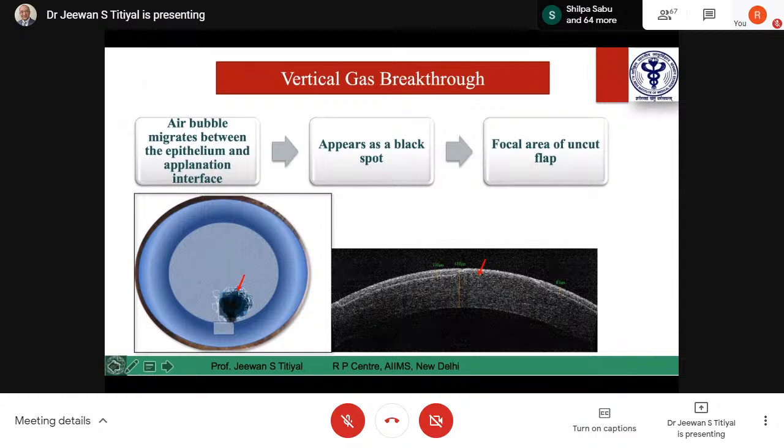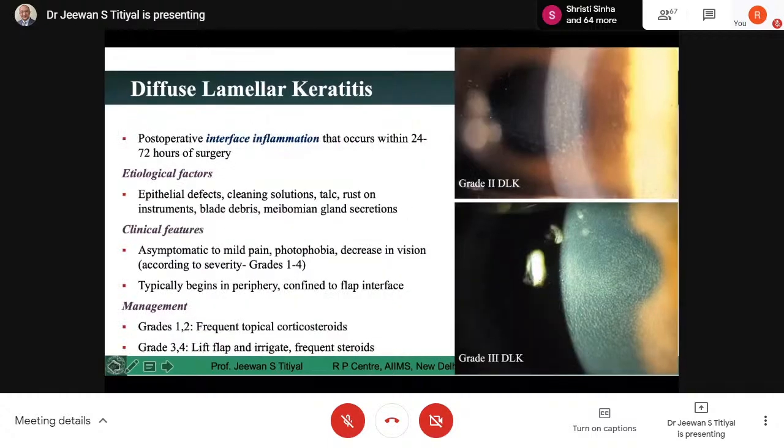Sometimes you can have a vertical breakthrough of the laser application. You can see here normal flap making, but in the area where we are making the tunnel, the entire flap breaks away. So you don't have to lift it, wait for 2 to 3 months, and you can redo the entire procedure.